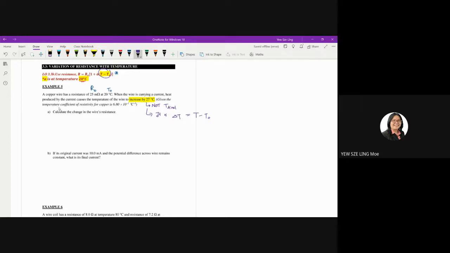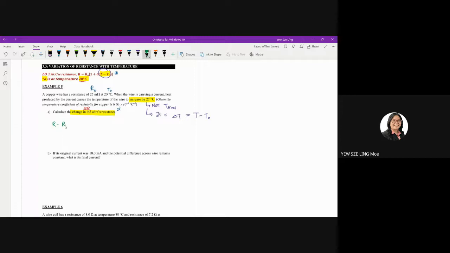So given temperature coefficients of resistivity, this is alpha for copper is 6.8 times 10 to the power of negative 3. Calculate the change in wire resistance. So what the question wants is delta R, but not R. So how are we going to transform the original equation into a delta R equation? So let us begin with the equation.